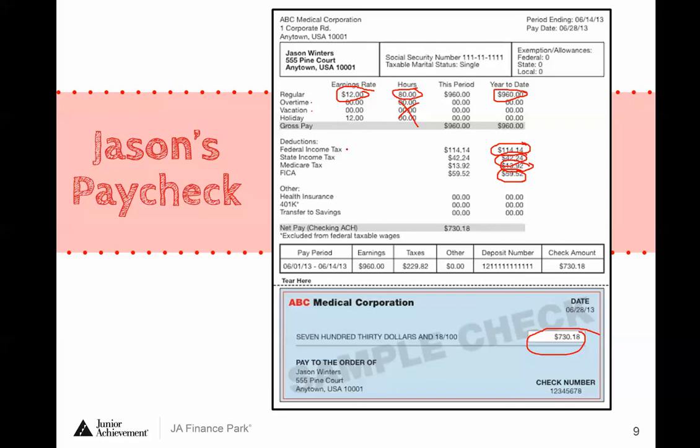So he has to pay federal income tax, and state income tax, this goes to the government, this goes to the state, Medicare, which we talked about earlier, that's the insurance that takes care of you once you're older than 65, and the FICA. So all those things are taken out of his paycheck. And then down here you'll see that this is actually his net pay, what he's taking home.